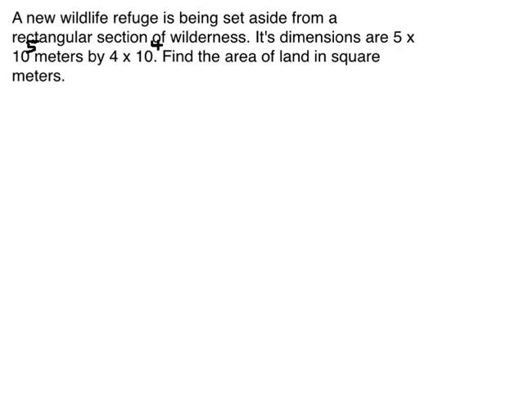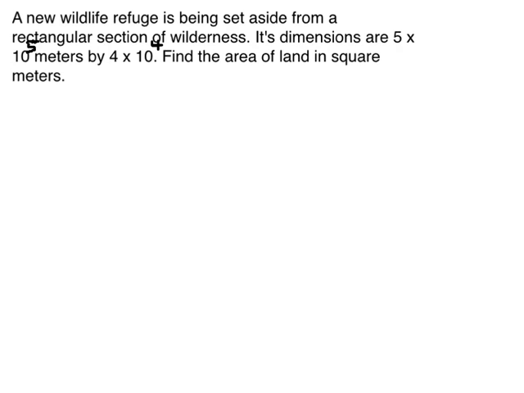If you can do yesterday's skill, you can do today's skill, as long as you can figure out the operation. That's the hardest part, figuring out the operation. So let's look at this first one. A new wildlife refuge is being set aside from a rectangular section of wilderness. Its dimensions are 5 times 10 to the 5th meters by 4 times 10 to the 4th. Find the area of land in square meters.